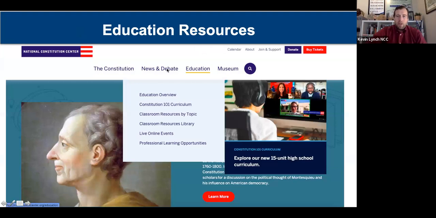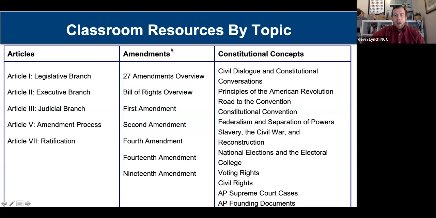Also on our website, if you go to the education tab, you can search through classroom resources, either the library, which is more primary resources, which we'll get to in a moment, or classroom resources by topic. And this is a great resource with more engaging resources to build on the interactive Constitution. If you were to click on classroom resources by topic, we have a list. These are all of the topics so far that we cover. So if you're looking for a particular branch of the Constitution, if you're really focusing on Congress or the Supreme Court this week, you can look there.